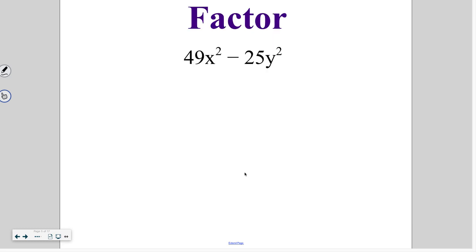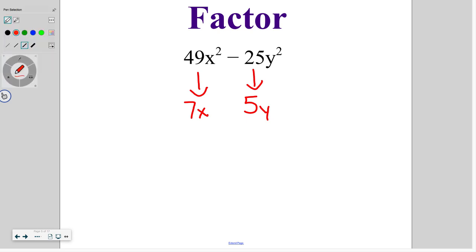So, looking at this example, we have 2 terms being subtracted. So that takes care of check 1. Check 2, can I take the square root? 49 can be square rooted and we get 7. X squared can be square rooted and we get x. Same thing with the second term. The square root of 25 is 5 and the square root of y squared is y.